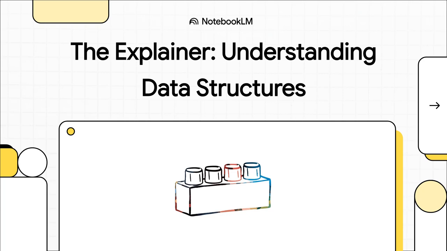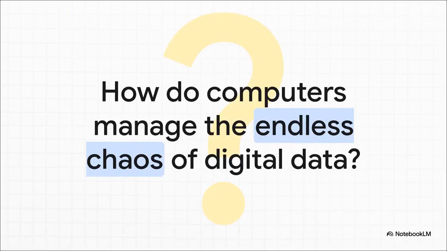Welcome to The Explainer. Today, we're going to pull back the curtain on something you use every single day, probably without even realizing it. I'm talking about the invisible architecture that runs our entire digital world. They're called data structures. And yeah, you use them every single time you hit undo or that back button on your browser. So let's just dive right in with a big question.